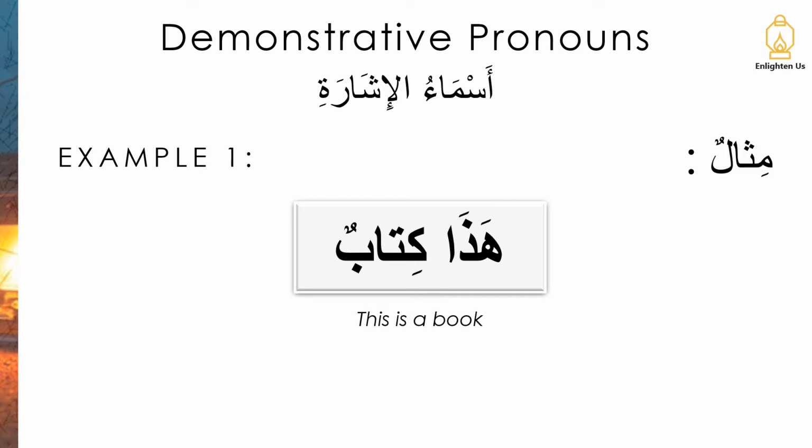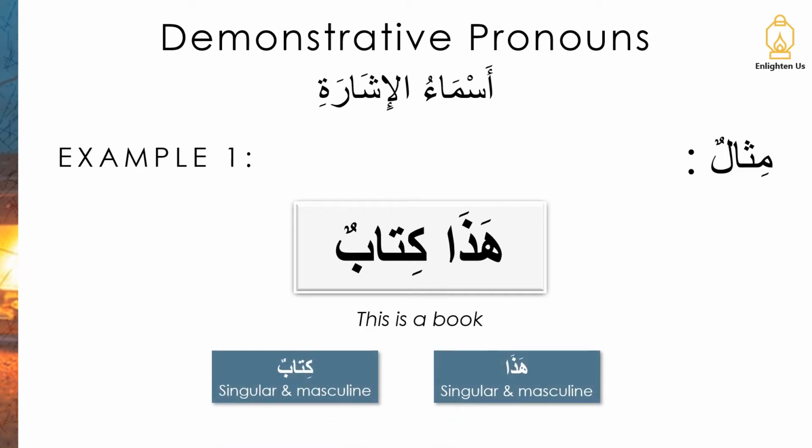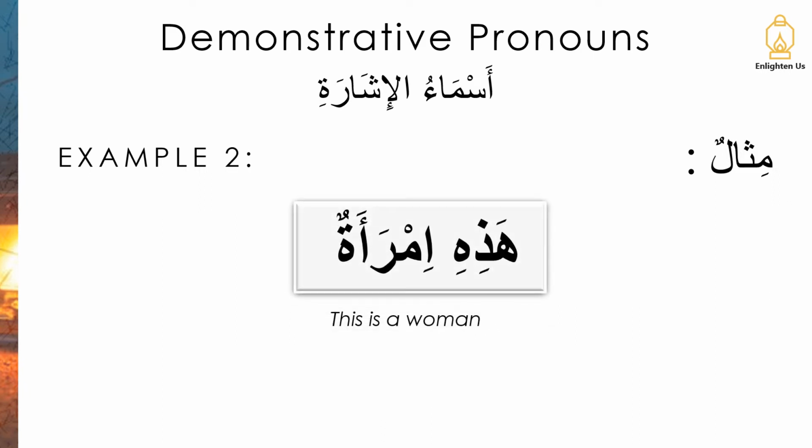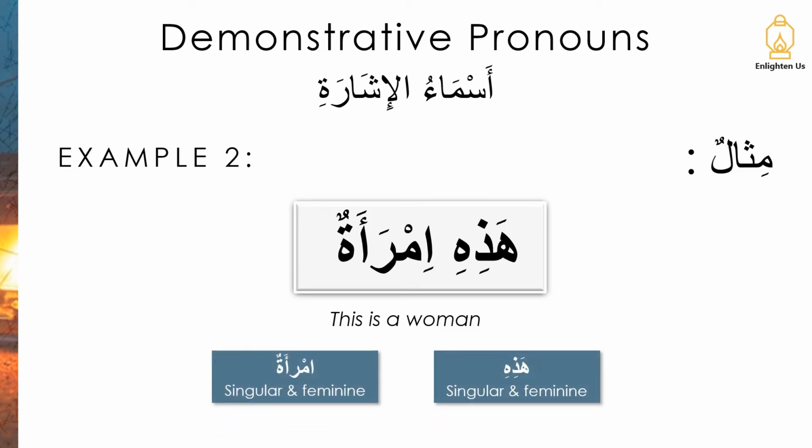So we have هذا كتاب, this is a book. Note here that the ism al-ishara that's being used, هذا, is singular and masculine, and what is being referred to, كتاب, is also singular and masculine. In example 2, we have هذه امرأة, this is a woman. Similarly, our ism al-ishara and what's being pointed to are a match.